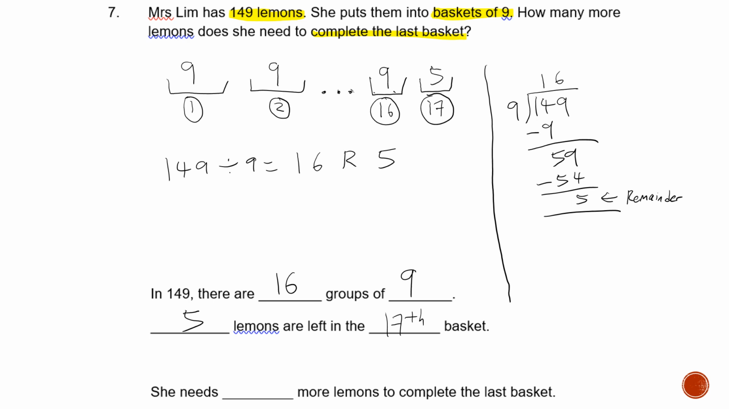So you see, there are 16 complete groups of 9. See, 1, 2, until 16. And then there's 5 left over in the 17th basket. Can you see here? So how many lemons does she need to make the last basket full? Well, the answer is 9 minus 5, which is 4 lemons. Okay, there are 4 more lemons. Let me just touch this up a bit, make it look nicer. Okay, so let's move on.